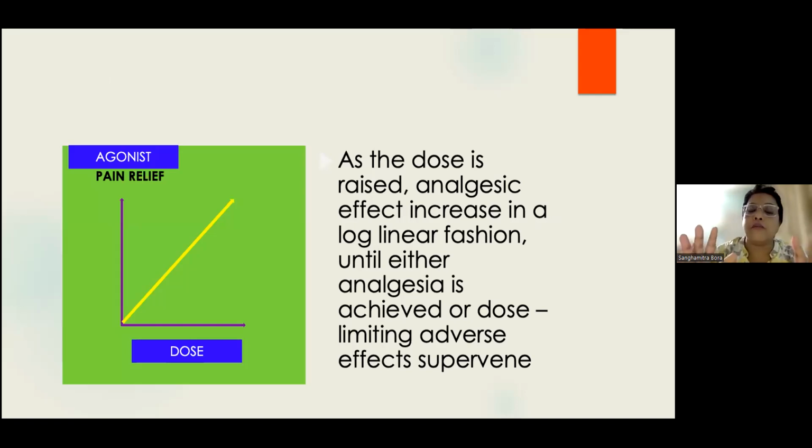Whenever we are giving an opioid to a person for pain relief, we have to understand that as the dose is increased, the analgesic effect will also increase in a log linear fashion. You can see on this graph on your left side that as you increase the dose of the opioid, the analgesic effect will also increase until either analgesia is achieved or a dose-limiting adverse effect supervenes. I hope you know about this. This is called the absence of ceiling effect in the case of an agonist opioid.